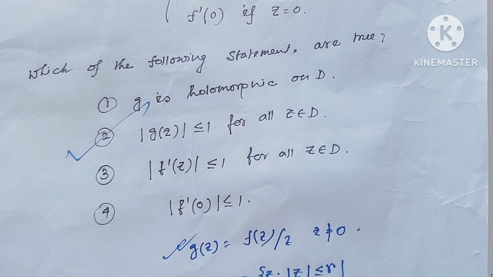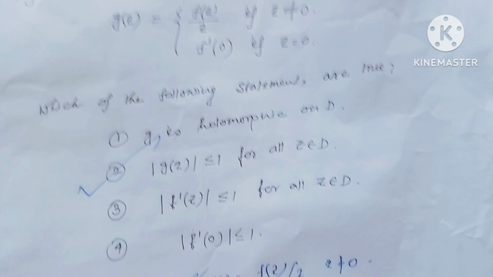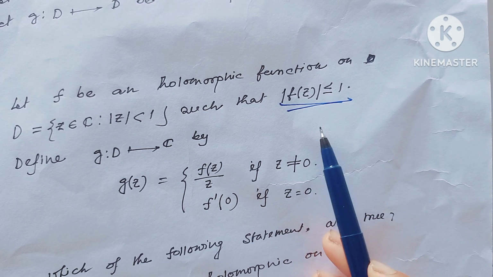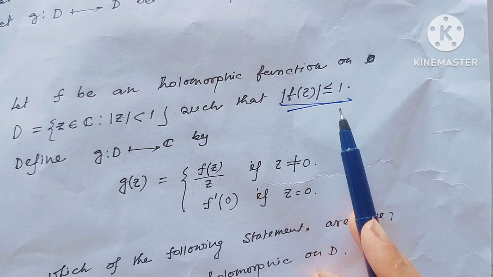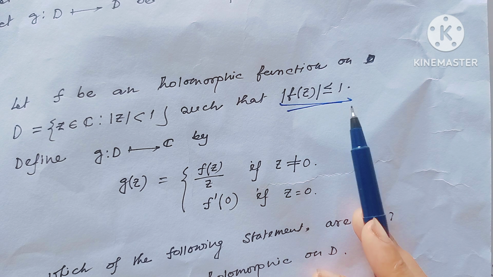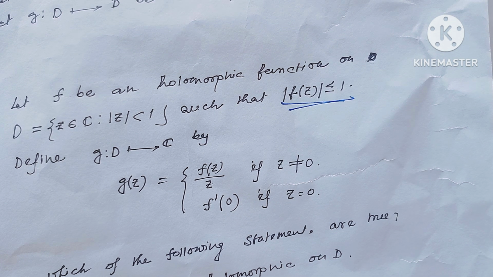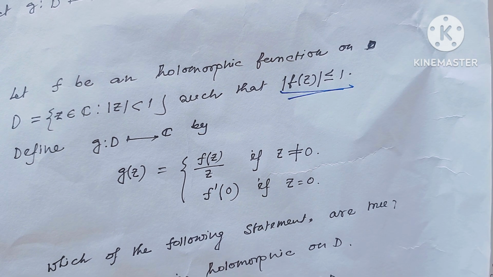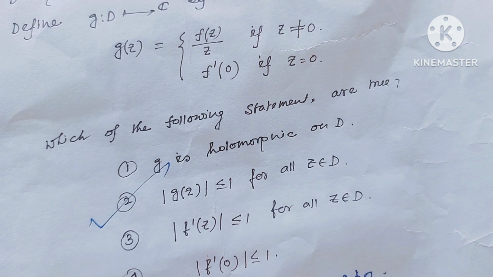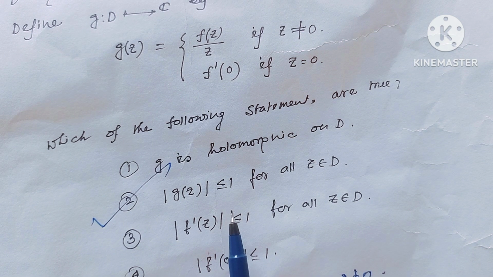By the maximum modulus principle we can tell, since f is a holomorphic function on the unit disk and absolute value of f(z) less than or equal to 1, then absolute value of g(z) is less than or equal to 1.